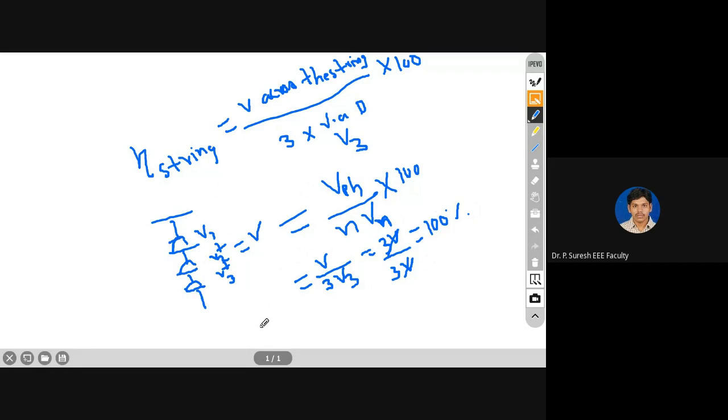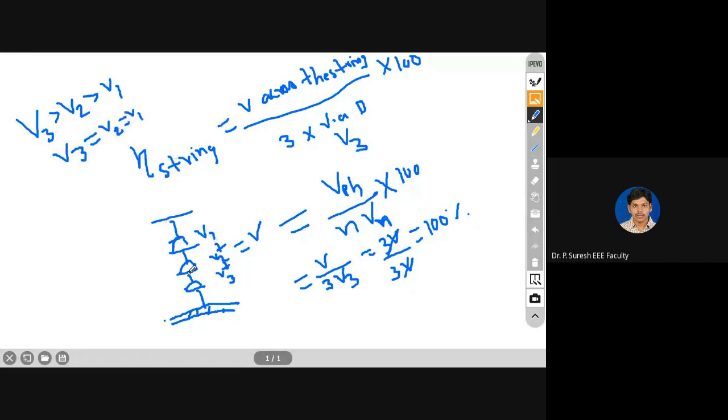But practically it is not possible. Why? Because the disc nearer to the conductor has more voltage, and the disc nearer to the tower or cross arm has less voltage. So the ratio is V3 greater than V2 greater than V1. In order to improve the string efficiency, we need to make V3 equal to V2 equal to V1.